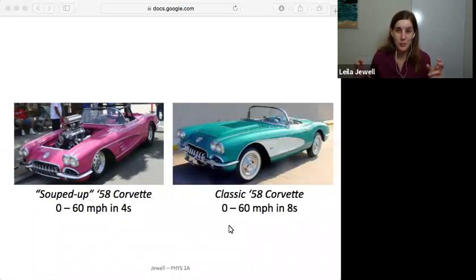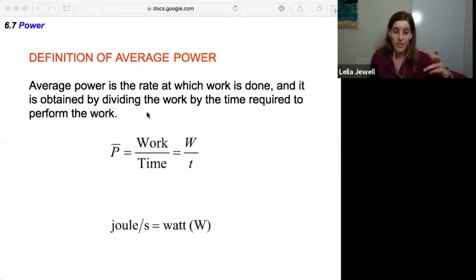That's what it means to soup it up, right? Give it more horsepower, more HP compared to the classic version. And so we see that more power means it takes less time to do the same amount of work. And this is very close to our physics definition. So the definition of average power in physics is the rate at which work is done. So you take the work and divide it by the time required to perform the work. So the souped up one is dividing by a smaller time, so it's more power.